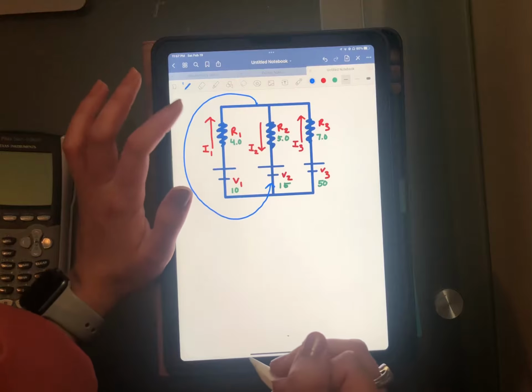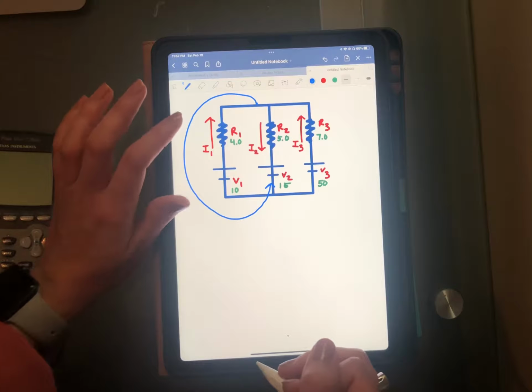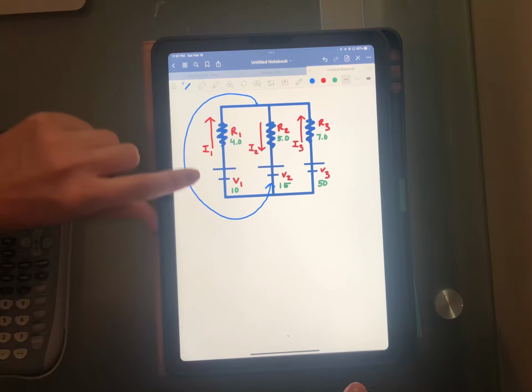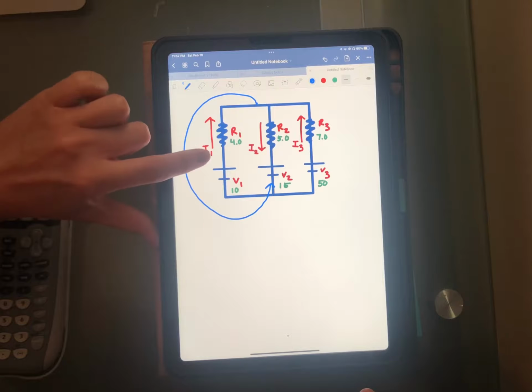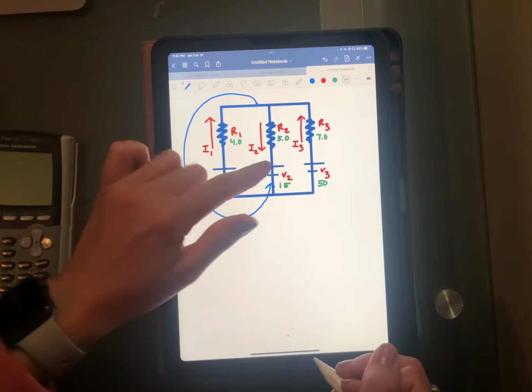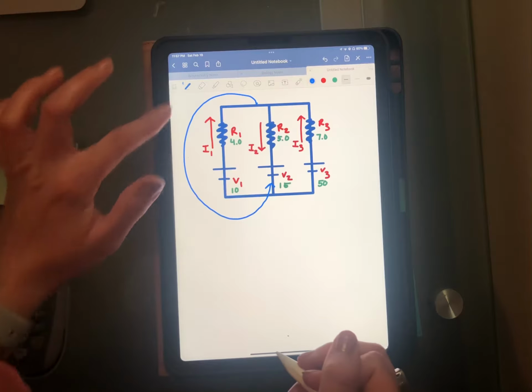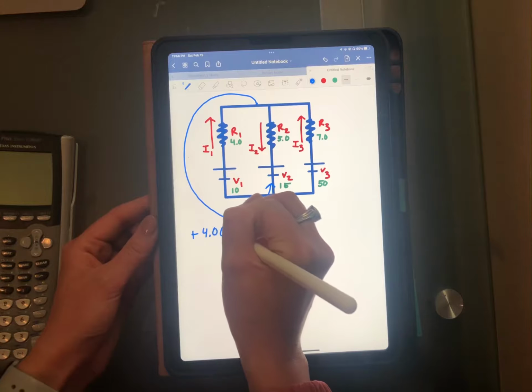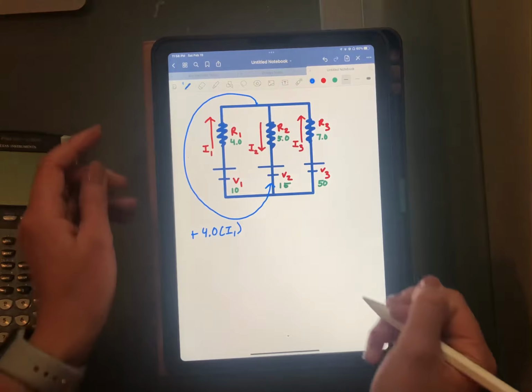And first off, what we encounter first is this resistor. And if you notice, we are going against the direction of the current. So we will write down +4. And if you go with the current, it would be negative. So we're going against, so it's +4 with the current I1.